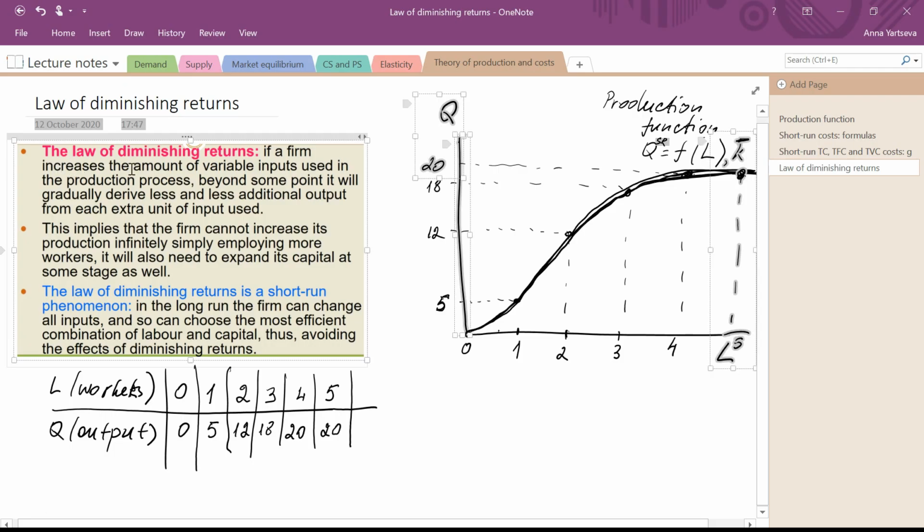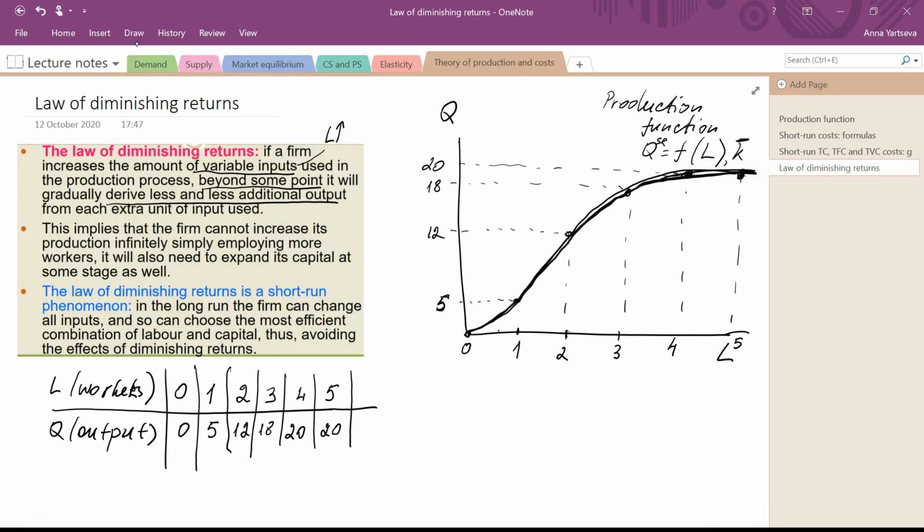Have a look. The firm increases the amount of variable input in the production process. Variable inputs, labor, amount of labor goes up. And when this happens, beyond certain point, you will derive less and less of additional output. The key here is the additional output. So let's calculate what additional output each of you will generate.